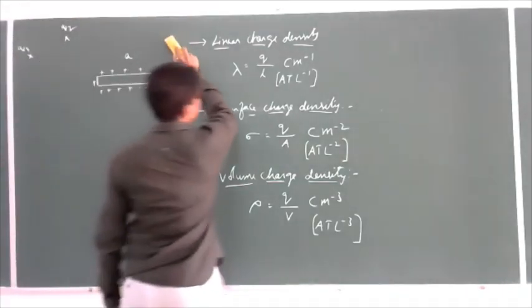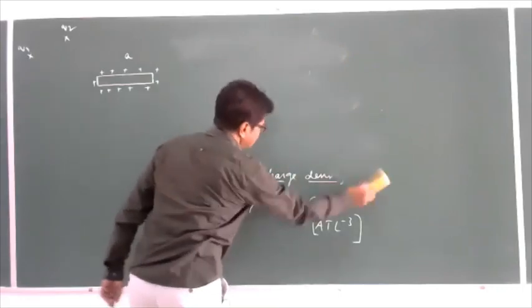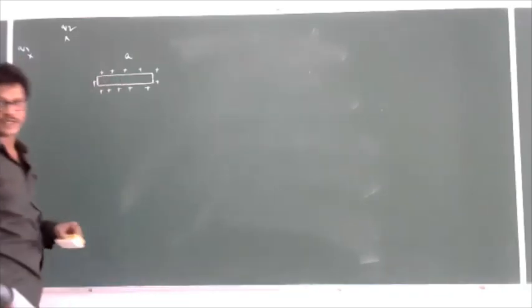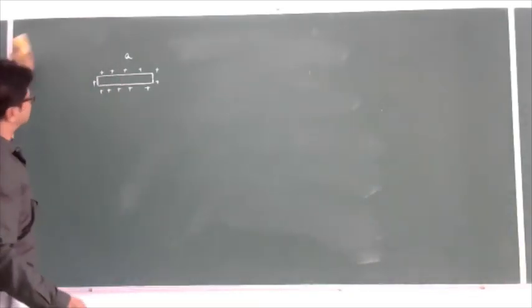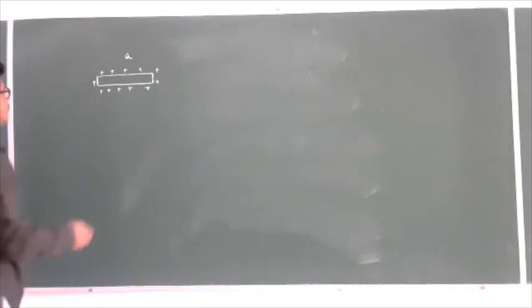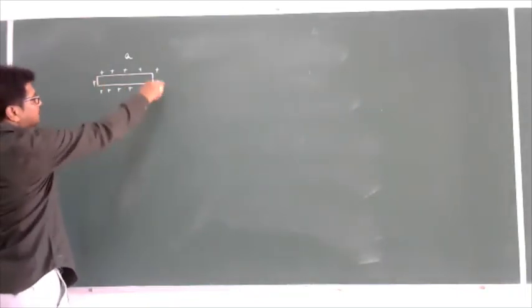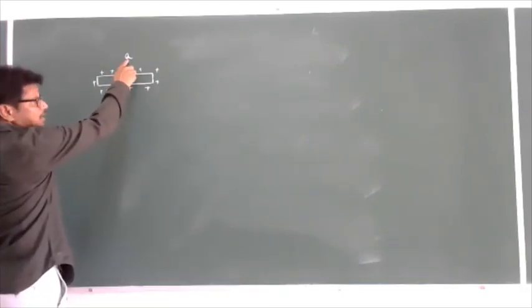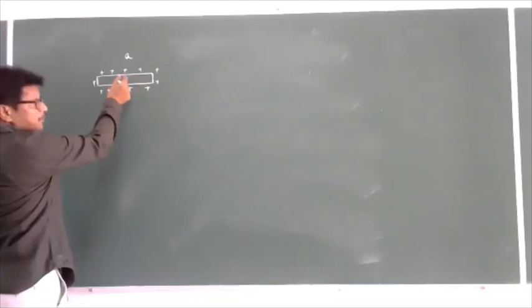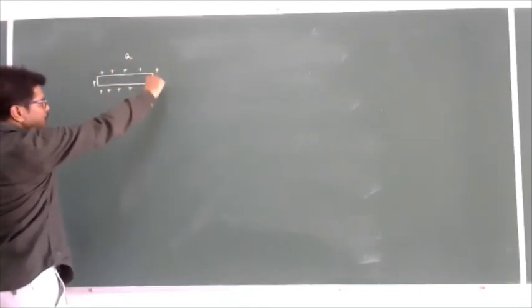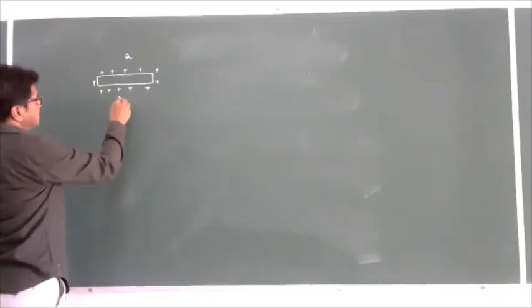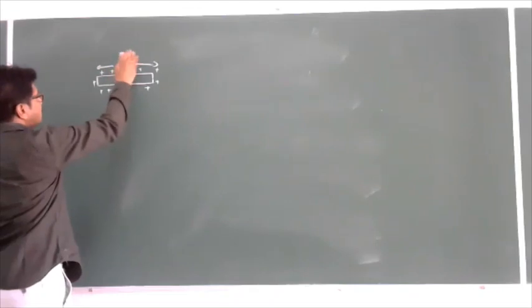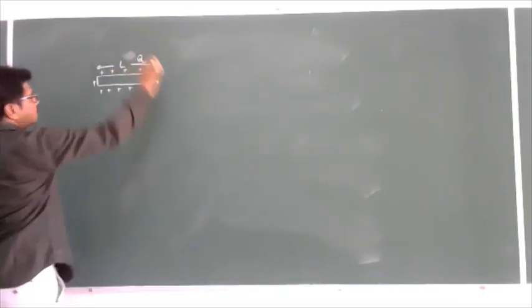Here, I am considering a glass rod. Glass rod or metal rod, anything, no problem. It is charged with the capital Q. But that capital Q is not situated at any particular point here. That charge Q is uniformly distributed. The length of the rod is L. It is having a charge Q.